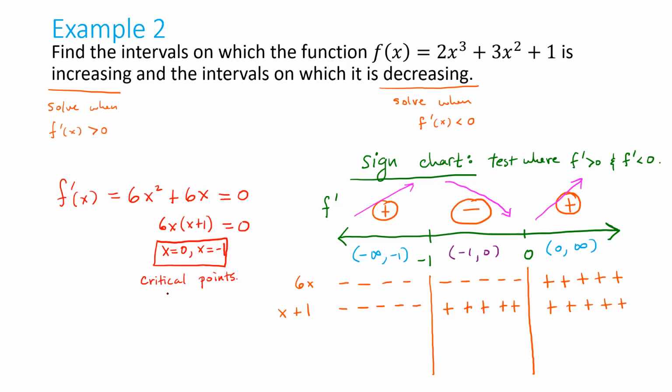So to answer the question now, what are the intervals where it's increasing? Well, we showed here that the derivative was positive on the interval from -infinity to -1, and then on the interval from 0 to infinity. And where was it decreasing? Okay, and over here we showed that the derivative is negative on the interval from -1 to 0.